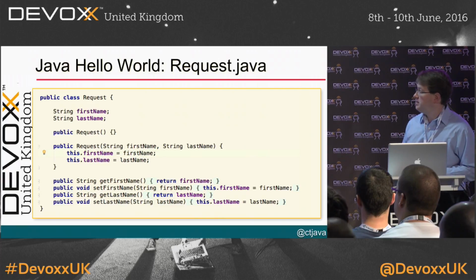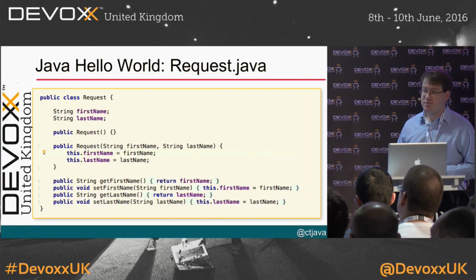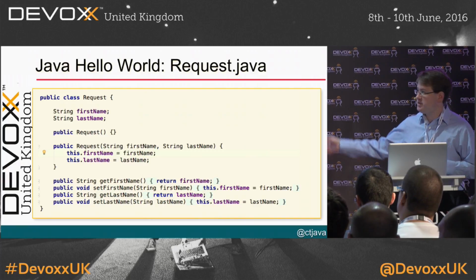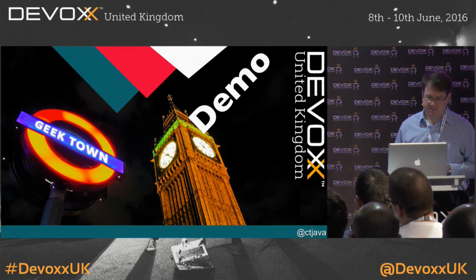Okay. This is the request class. As you can see, it's just a simple POJO, which Jackson is then going to match up the names of the properties against what's in the JSON to give us the data.